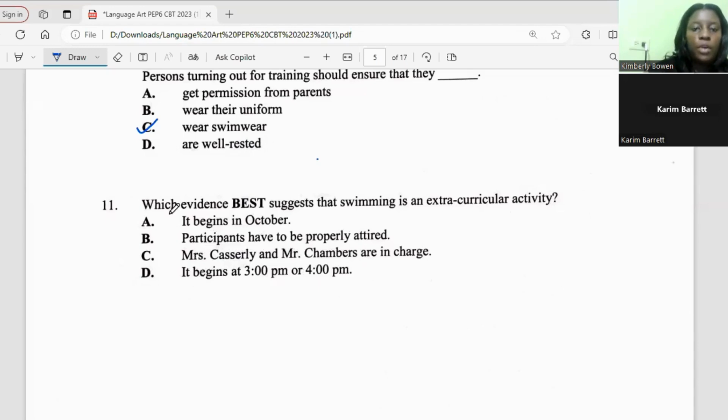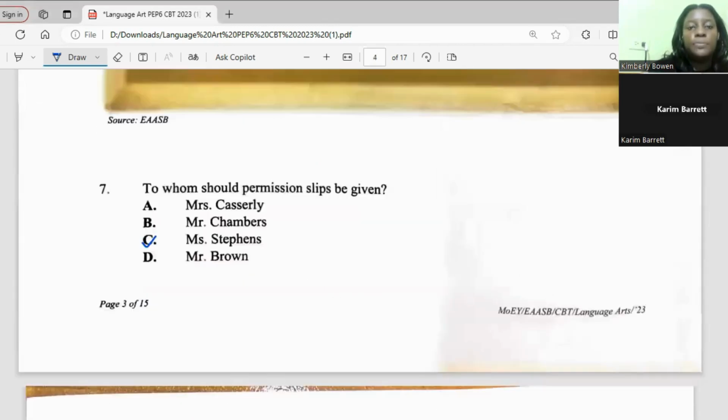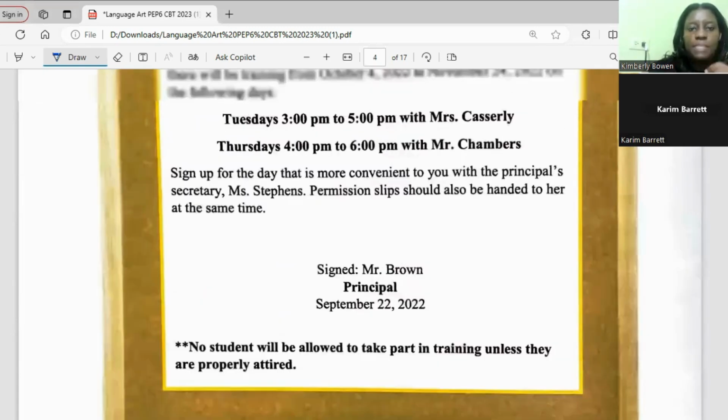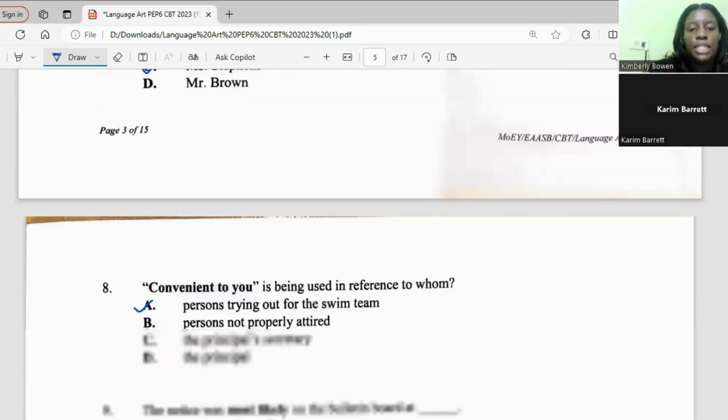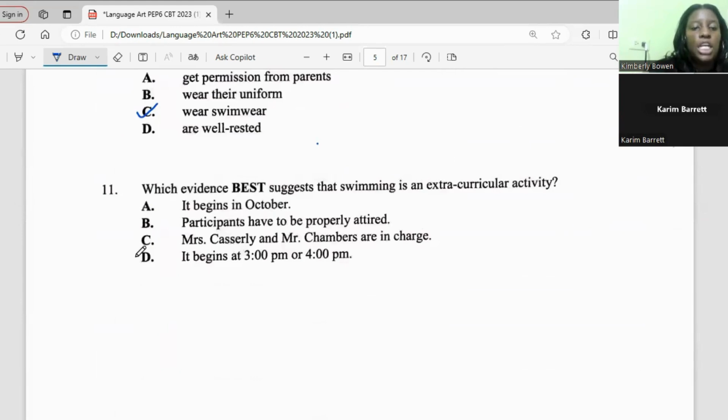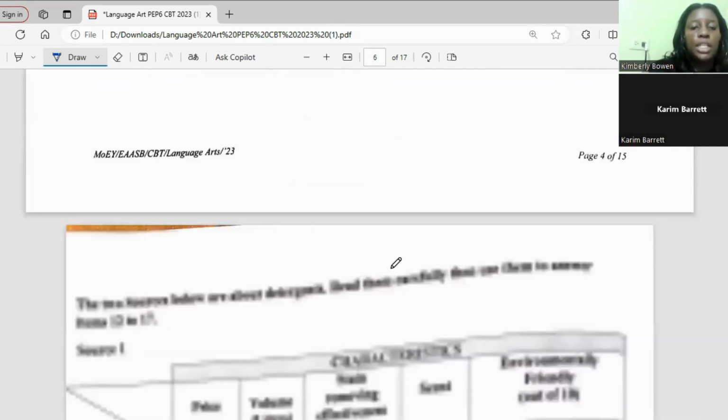No, miss. Okay, so what do we know about extracurricular activities? Karim, what time does the extracurricular activity normally start? Isn't it usually after school? Yes, miss. If the classes begin at this time, it's usually after school, because most schools end at 3. So that tells you that it's an extracurricular activity. All right, so the correct answer is D, it begins at 3 p.m. or 4 p.m. Let's move on to the next question.